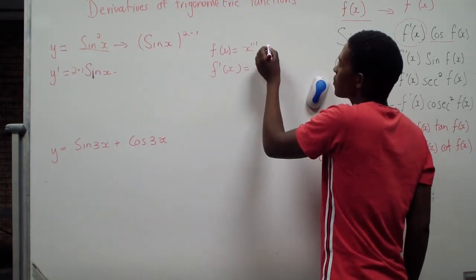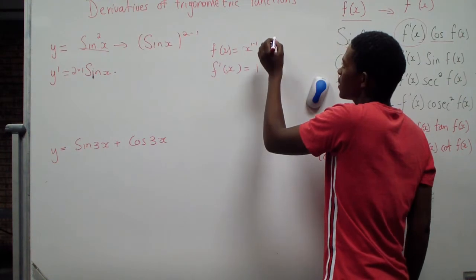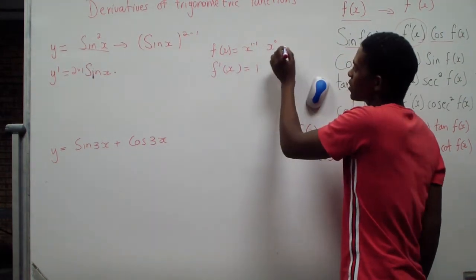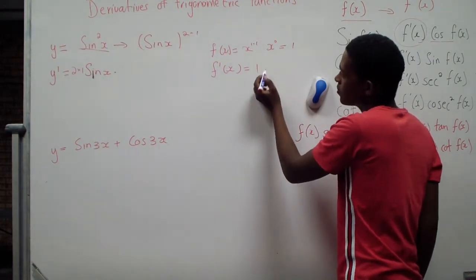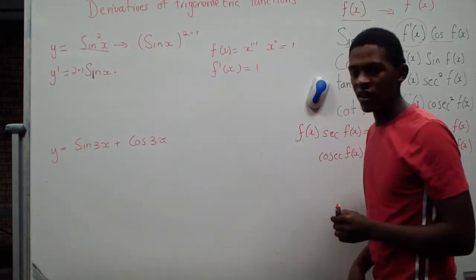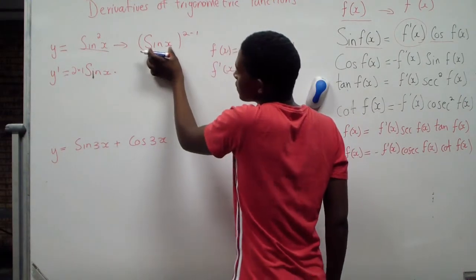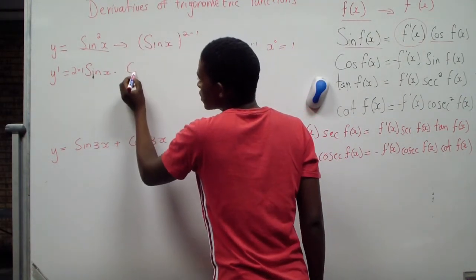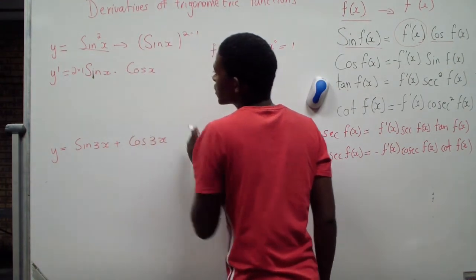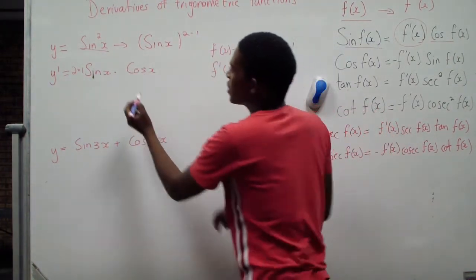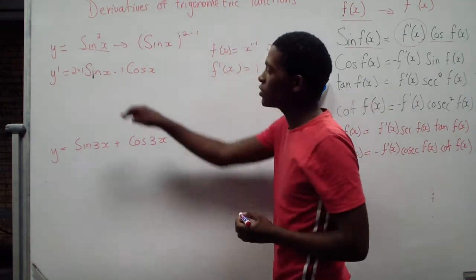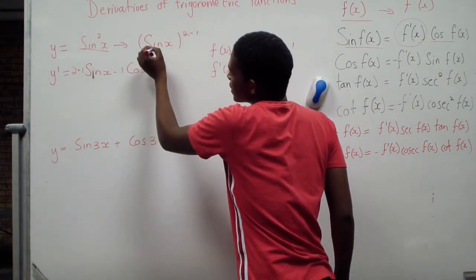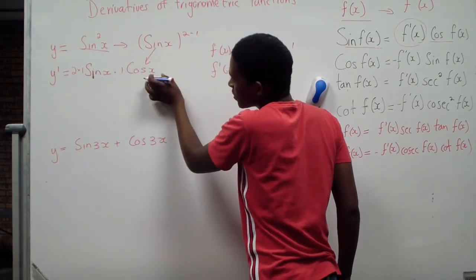So I'm having x to the power 0, which is equal to 1. So 1 multiplied by 1 is 1. So that means here, because I was differentiating sine, I will have cos x. So now, what you see here, I'm having my derivative, which is 1. And I differentiated sine to cos. Then I'm still having my function.